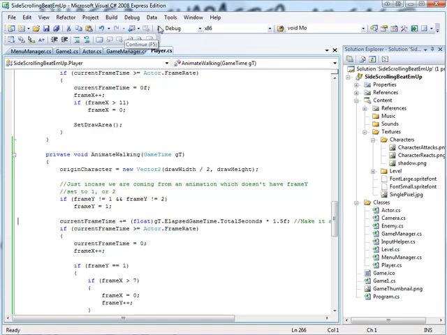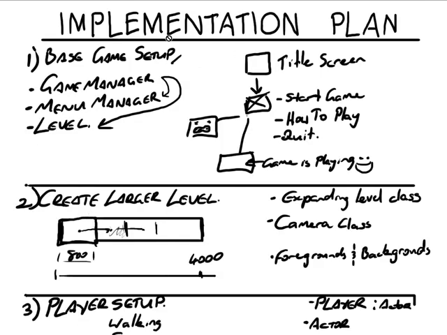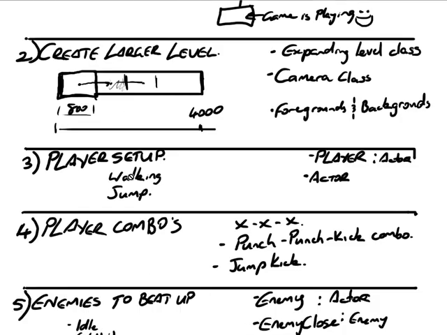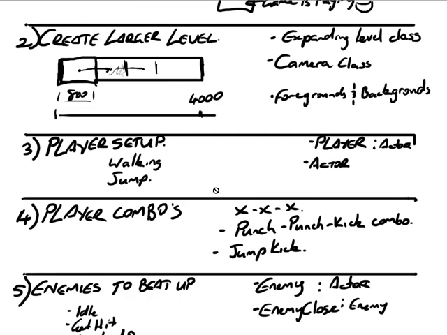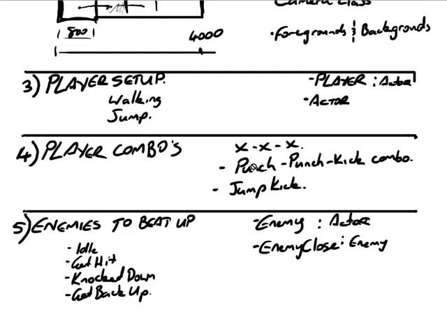Alright, that's everything we need to cover in this video here, guys. So I'm going to sign out of here, and in the next one, let's go back into Whiteboard and back onto the implementation plan. Now we've got our player setup done, we've got him walking and jumping, just like we said we would. Alright, combos are next. Punch, punch, kick, and the jump kick, both of them. And after we've got that done, we can start beating somebody up with it.